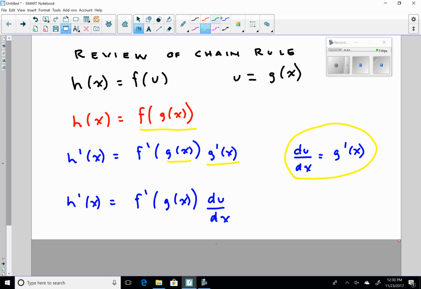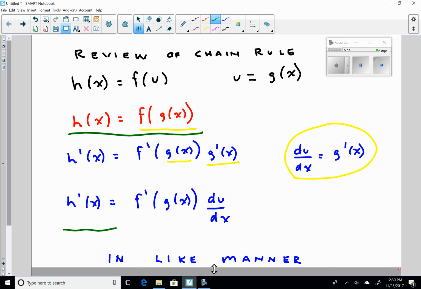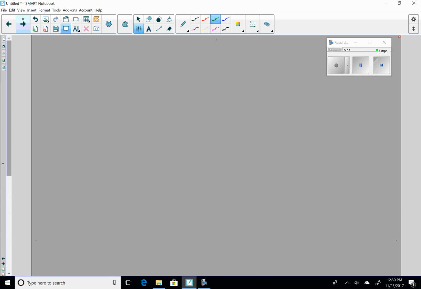So let's recall the simple differentiation rule. h is a composite function of x. In fact, h is f of g of x. The derivative of h of x, h prime of x, is f prime of g of x times du dx. The derivative of the outside at the inside times the derivative of the inside. In like manner, go to the next slide.